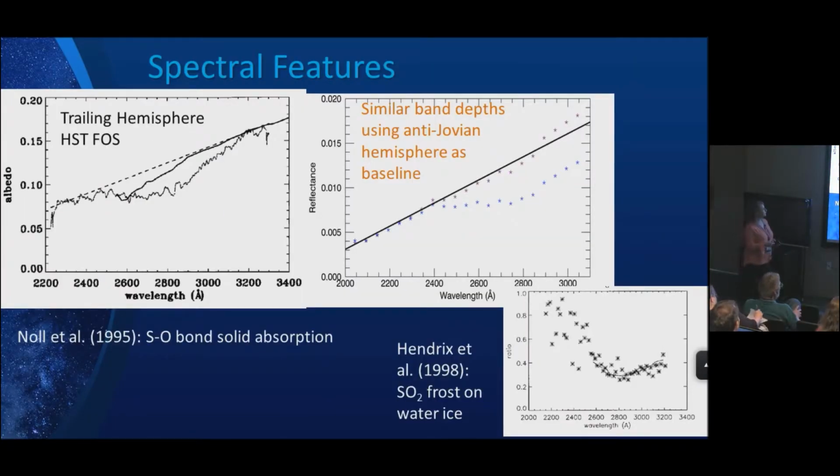So here's the spectrum I promised to show, this absorption feature. Noel attributed this to some sort of SO bond. Amanda Hendrix had done a plot of SO2 frost on water ice and looked at how that fit over the data that they had. When we use the anti-Jovian hemisphere as our normal continuum, and then put the trailing hemisphere here, this band depth is quite similar to what Noel saw as well. So there is an interesting feature here, and determining what that is will also help us disentangle what's going on at the surface. Is it exogenic? Is it endogenic?